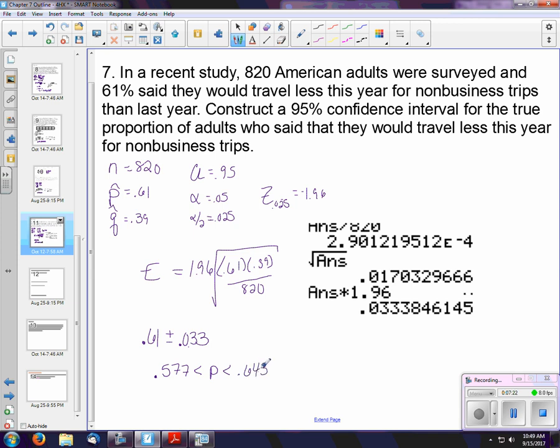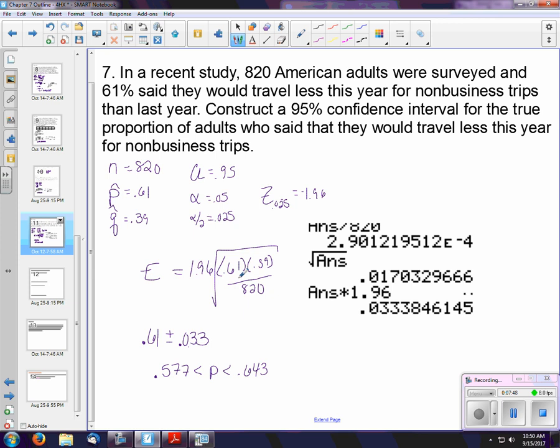So according to this, how would you interpret that? 95%, so we can be 95% confident that somewhere between 57.7 and 64.3% of adults would travel less this year for non-business trips. So whether you like to do these in the calculator or if you like doing them by hand, such as this, the choice is entirely up to you.